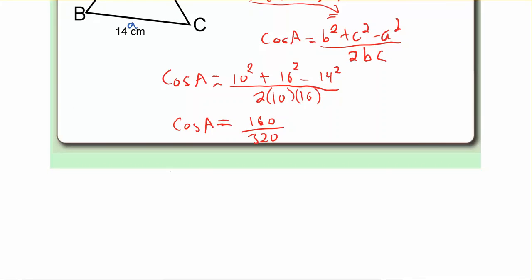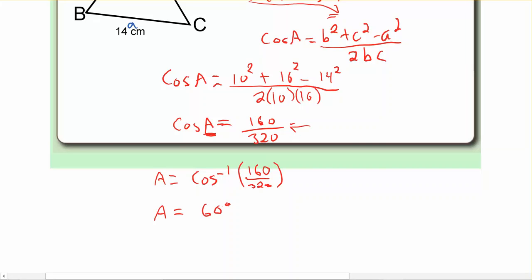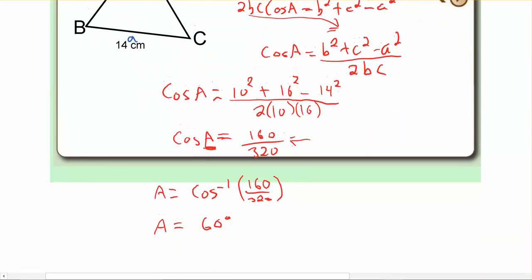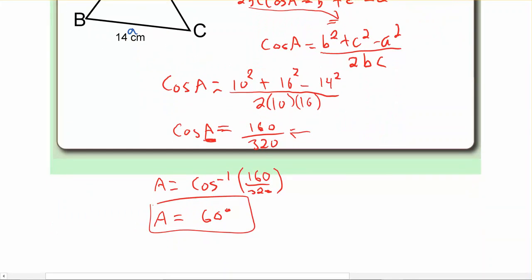Now the next step, just remember your calculators, if I want to figure out what A is, I have to go A is equal to cosine inverse, like the inverse of cos, right? Cosine inverse of 160 over 320, or the decimal if you made that into a decimal instead, doesn't matter. Then put that into your calculator. Make sure your calculator is in degree mode, or else you'll probably get a decimal as an answer here. If you do that, you end up getting 60 degrees. And unlike the sine law, there isn't going to be an ambiguous case here. So these ones are kind of more straightforward, where your answer is 60 degrees.